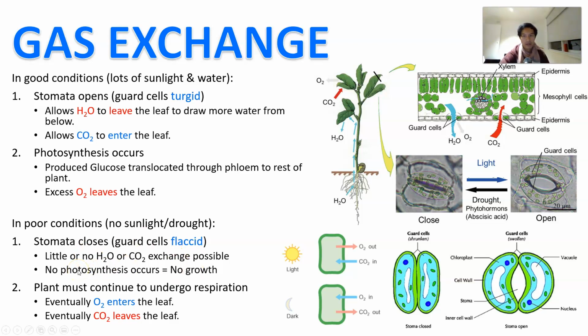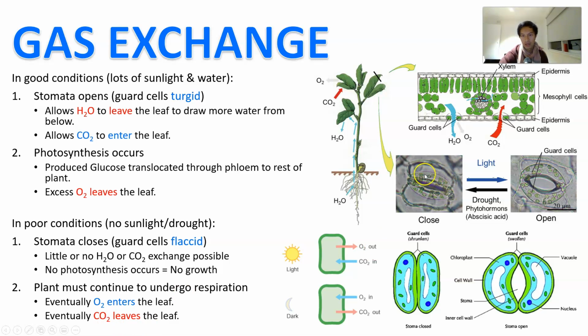But the plant eventually still needs to undergo respiration. So eventually we should see that under poor conditions, the stomata opening will allow oxygen to enter into the leaf so that it can respire, and carbon dioxide to leave the leaf so that it can get rid of that excess carbon dioxide. So the plant's breathing just the way that animals breathe, where we need oxygen into our lungs and we push carbon dioxide out.